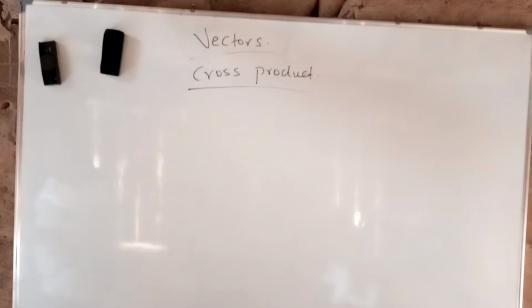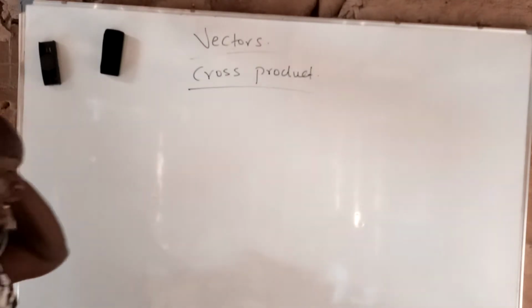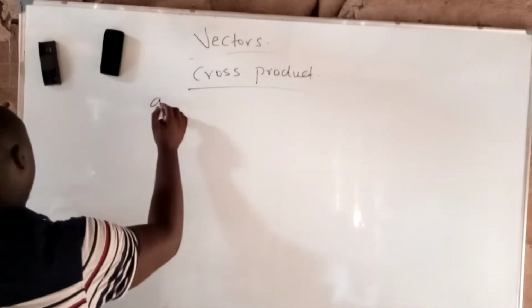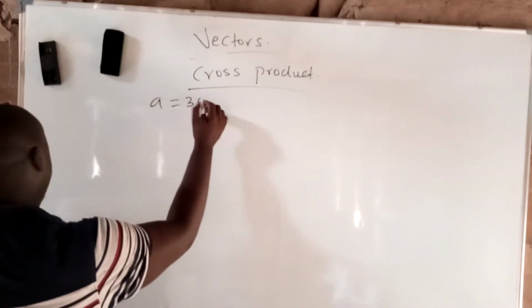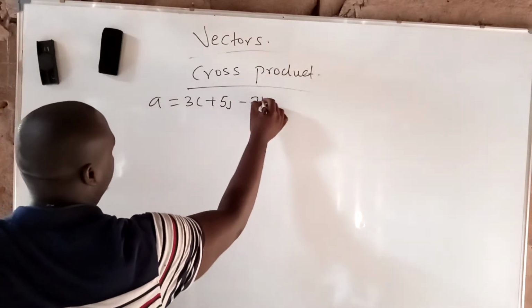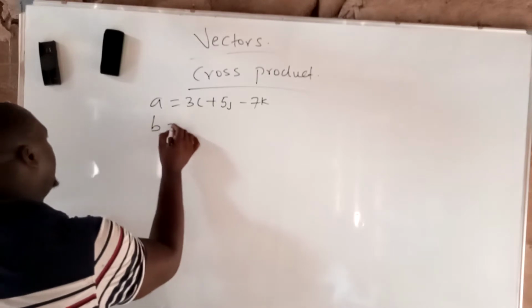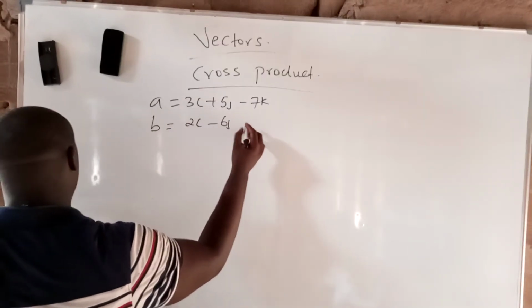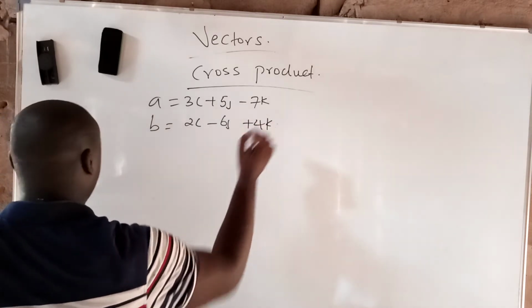Yes. So we are in cross product. Of course, this will be the last part of this video series for now. You have a vector A equal to 3i plus 5j minus 7k, and B equal to 2i minus 6j plus 4k.